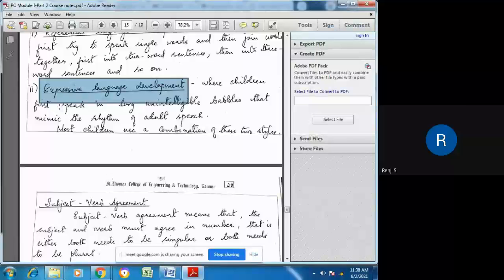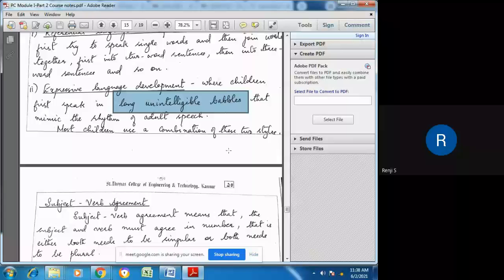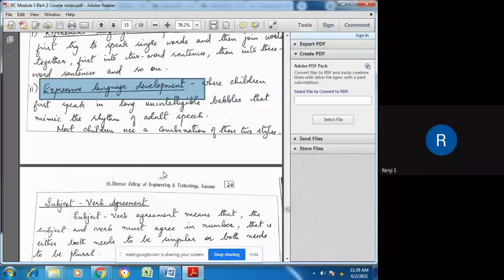Here, children try to speak in long, unintelligible babbles. They try to put all these words together, but it may not be a meaningful sentence, but they try to imitate the adults speaking. So they look at the adults, and the way their parents speak, they try to put all these words together and build long sentences, which may or may not be meaningful. Anyway, they're collecting the words to form big sentences. That form of language development is known as expressive language development.